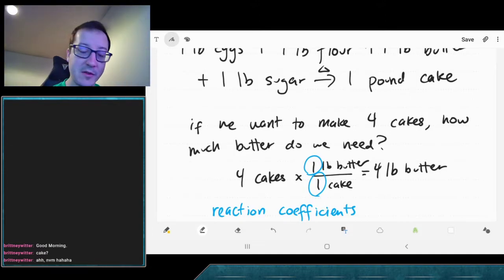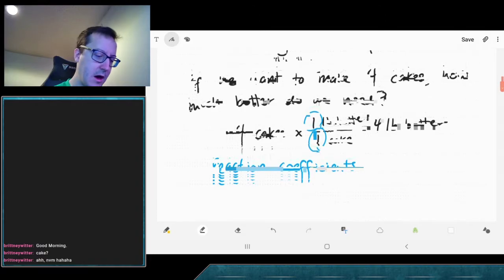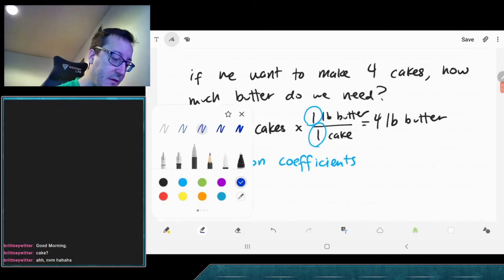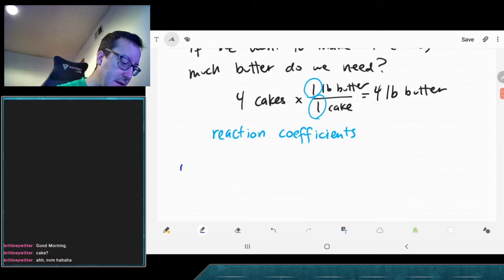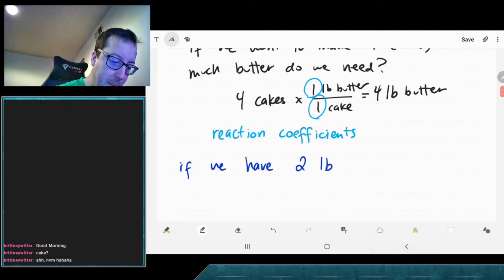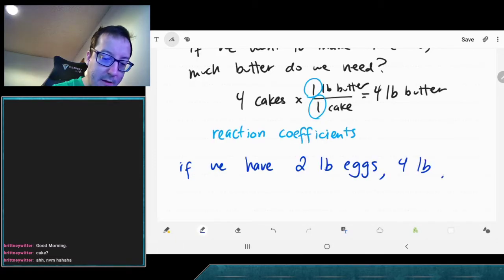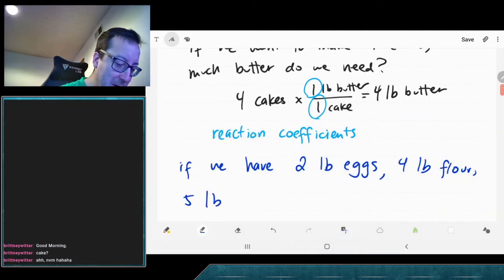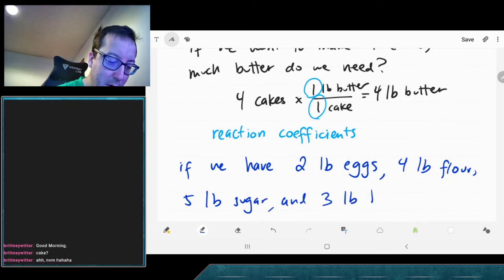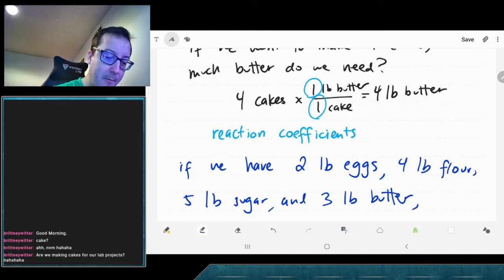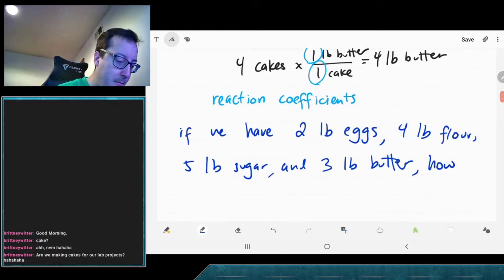Another one, perhaps more applicable to real life, is if we have, let's see, what were all our ingredients? I can't remember. Sugar and 3 pounds of butter. How many cakes can we make?